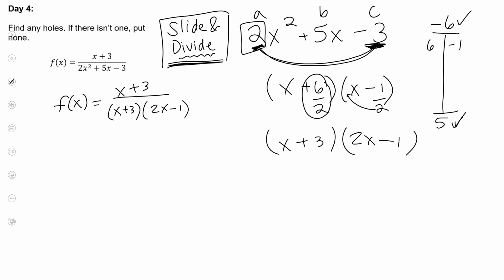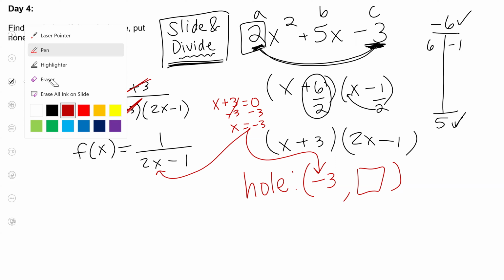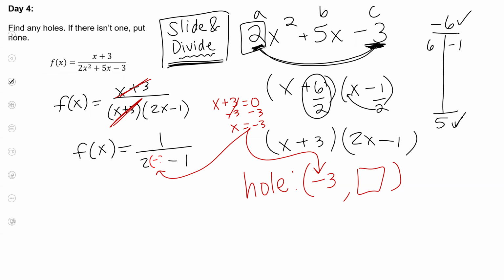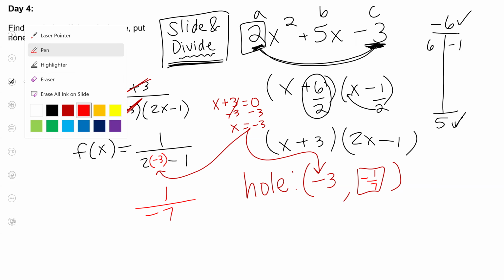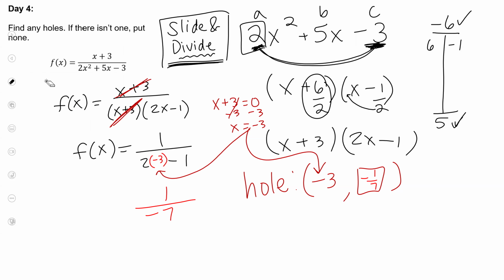How do I find the y value of the hole? Yes, you plug in this negative 3 into what's left over. So I'll erase this x and put a negative 3 right there. So I will get 1 over 2 times negative 3 is negative 6. Minus 1 is negative 7. So the y value is negative 1 over 7. So that is where your hole is.